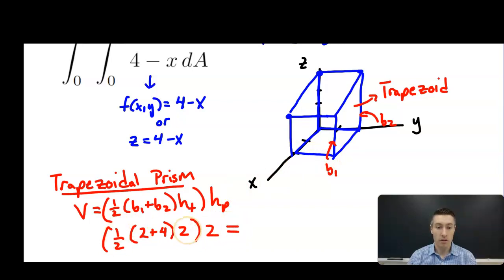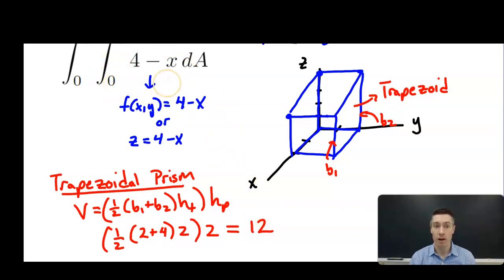So 1/2 times 2, that's 1. 2 plus 4 is 6, times 2, so 12. So the volume of this solid is 12. That means if we were to do the integration out, we should get 12.